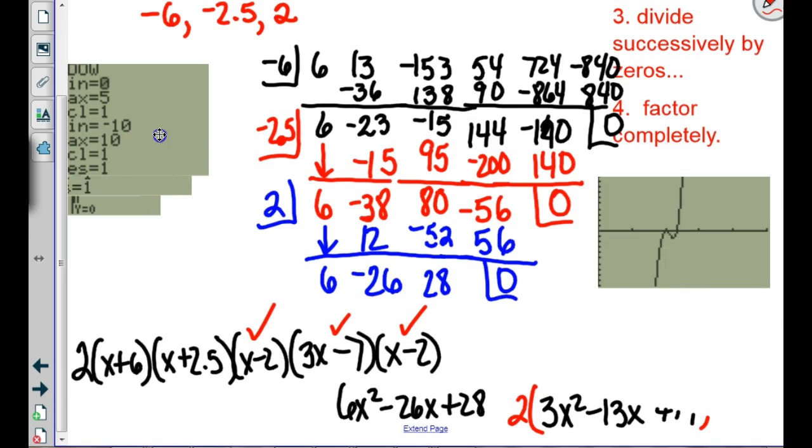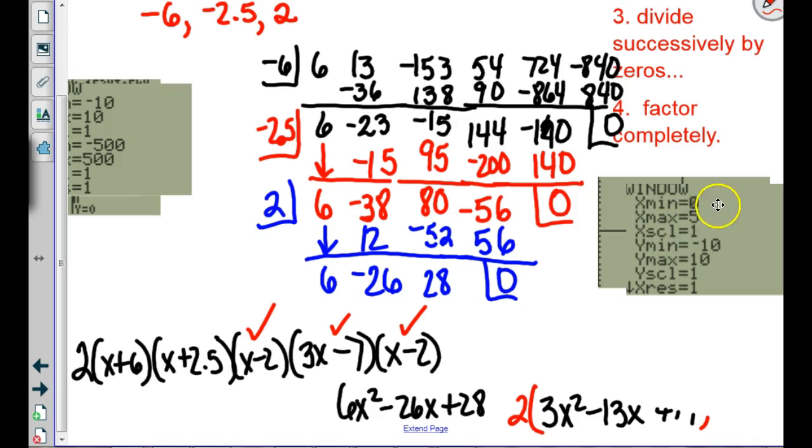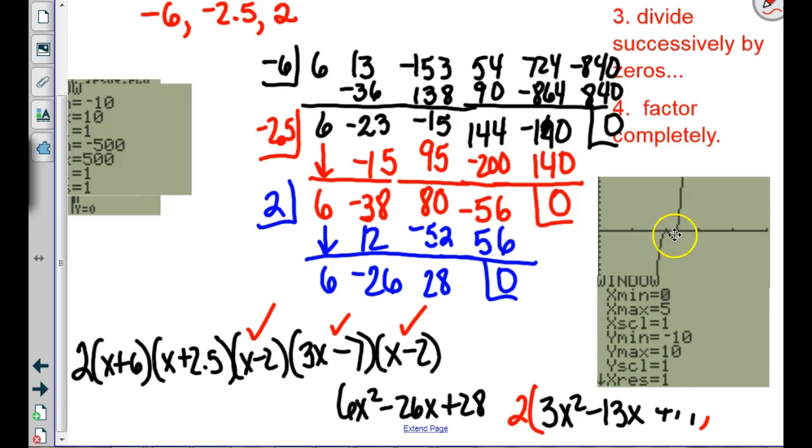My window there was super tiny, like 0 to 5 for the x and negative 10 to 10 for the y. If you zoom in enough, this graph is actually doing a tiny little bounce there, and I predicted that by the fact that x minus 2 was a factor twice. All right, tying a bunch of stuff together there.